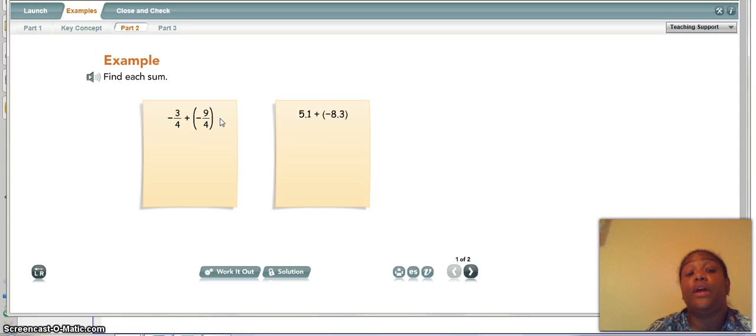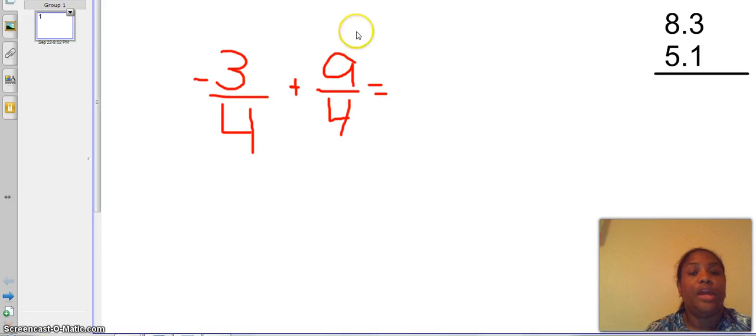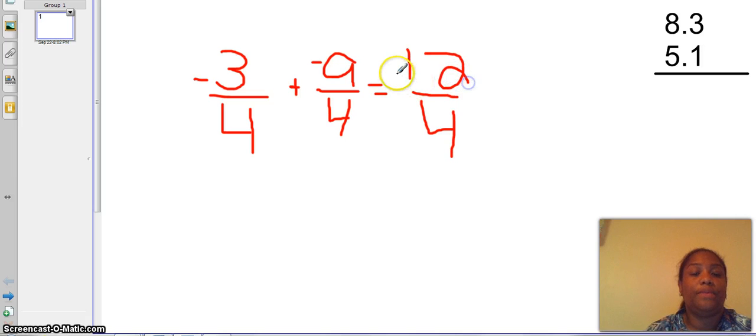Now, is it a positive or negative? The signs are the same. We just keep it. So I have it over here. So again, my denominator is 4 because we're not going to change that. Put a negative right there. 3 plus 9 is 12. We're going to keep the sign. It's a negative. Now, in your notes, tell me what this type of fraction is.